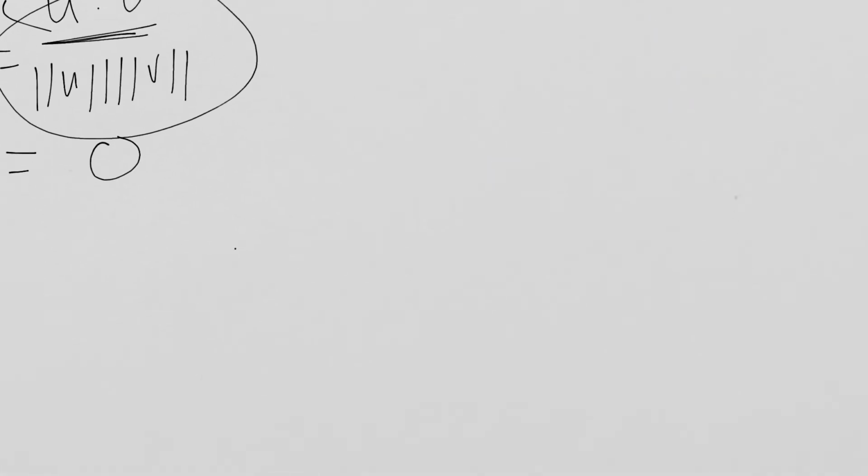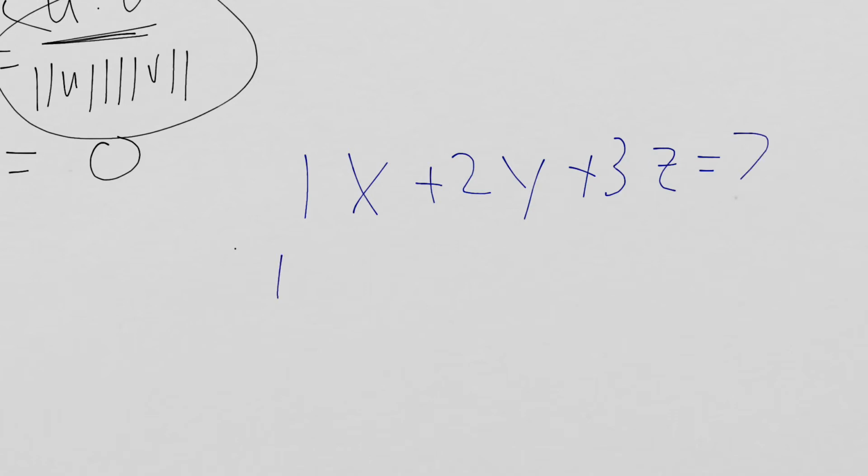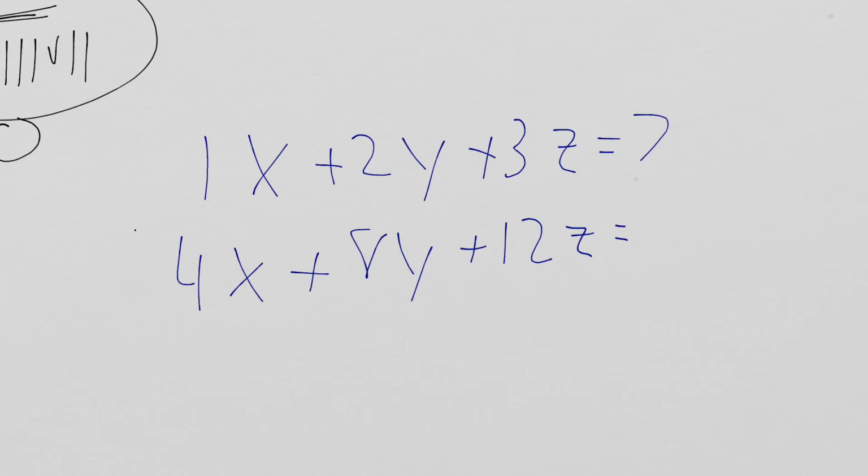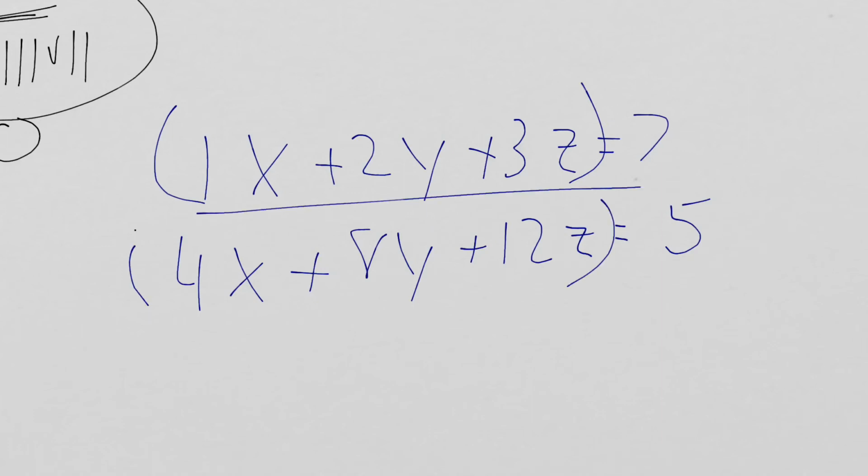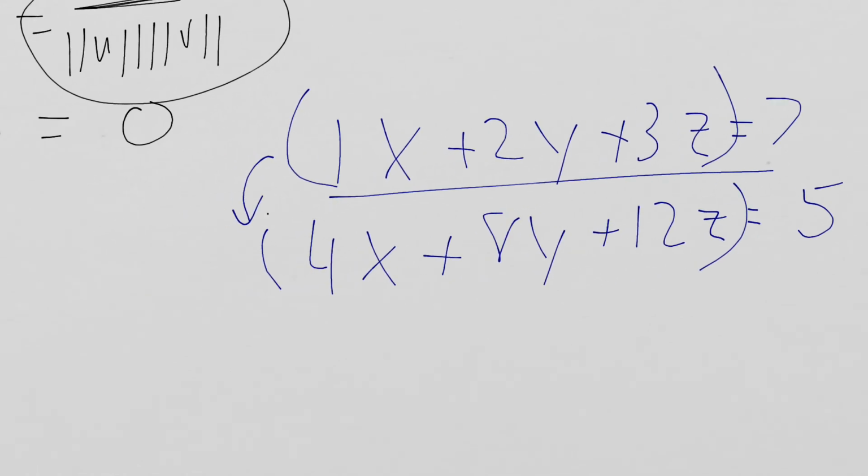Now, to determine if two planes are parallel, let's say I had 1x plus 2y plus 3z equals some number, we'll call it 7. And then I had 4x plus 8y plus 12z. And it doesn't matter what it equals. It can equal anything, 5, whatever. If I can take this part of the plane and multiply it by something to get to this part, then these two planes are parallel.